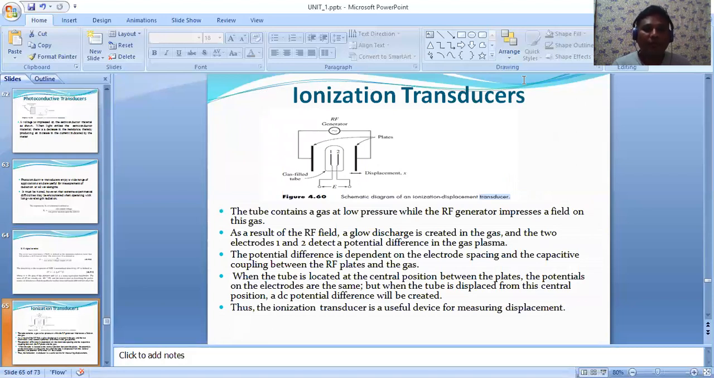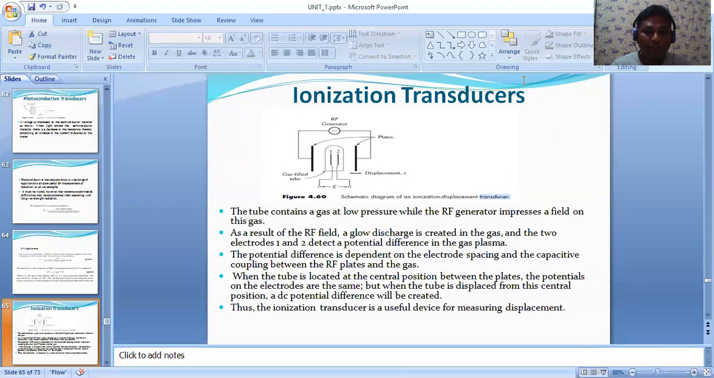The next part is ionization transistors. Let us consider this diagram. In this diagram, we have an RF generator. The RF generator produces a field through a gas-filled tube, which is used for measuring the displacement of some coils. That coil is called a plate. On both sides of the gas-filled tube there are plates. The plate displacement is denoted by X.